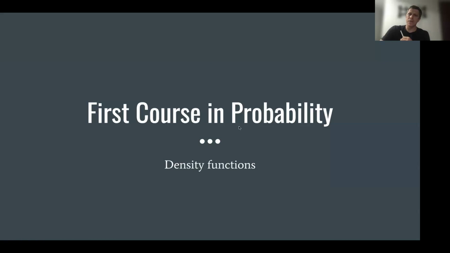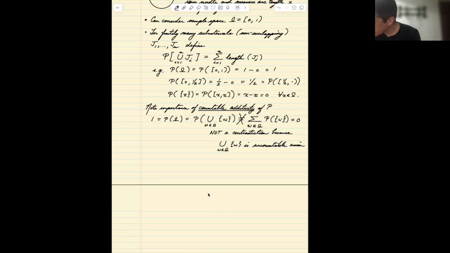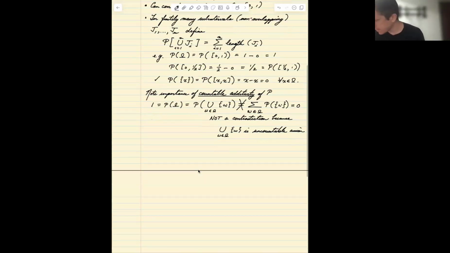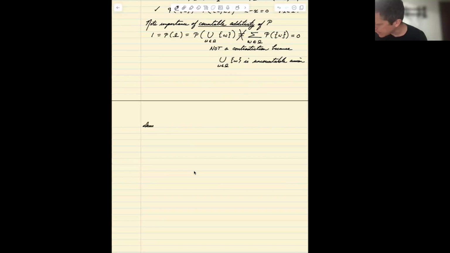So we can't describe these probabilities by a mass function, because in general, as we saw in this example right here, the probability of any given point happening is 0. So the way we do this in the continuous case is with what's called a density function. The density function is the continuous analog of the mass function, and in fact, they're the same idea.